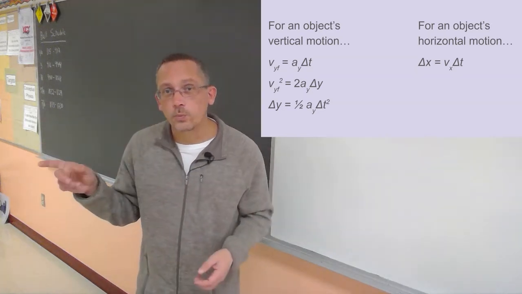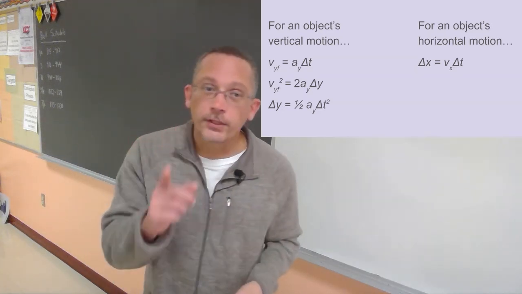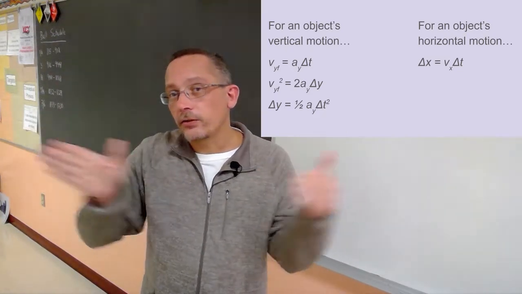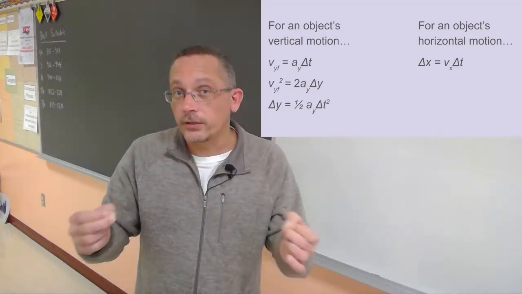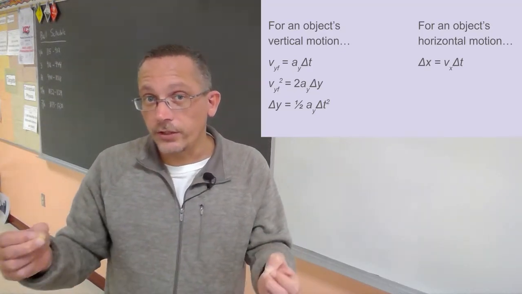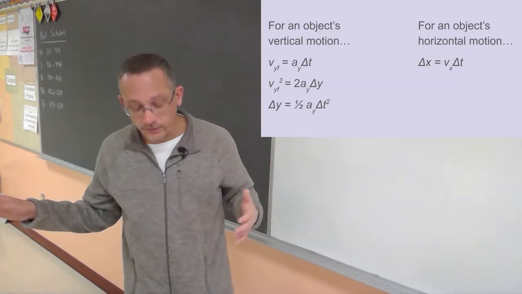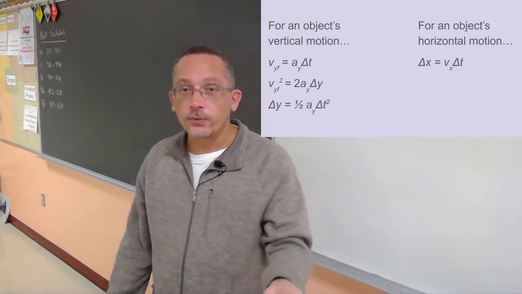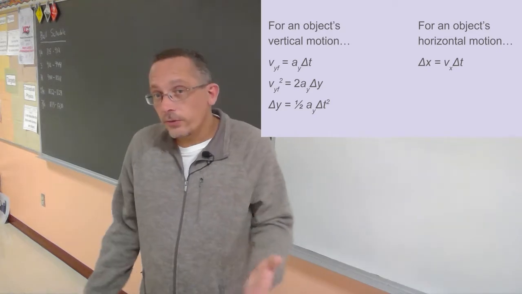And then you'll see there's one equation there for an object's horizontal motion, because usually with these problems for a projectile, there's no acceleration in the horizontal direction. There's something working in the vertical direction that causes acceleration, and that's gravity pulling things down. But in the horizontal direction, usually there's nothing causing an acceleration there. So this kind of assumes there's no acceleration in the horizontal direction. So there's only one equation there.